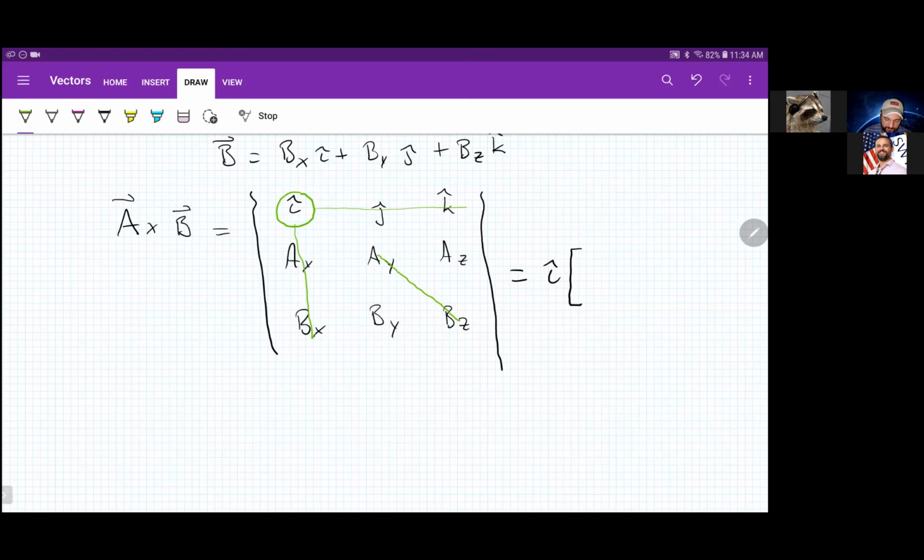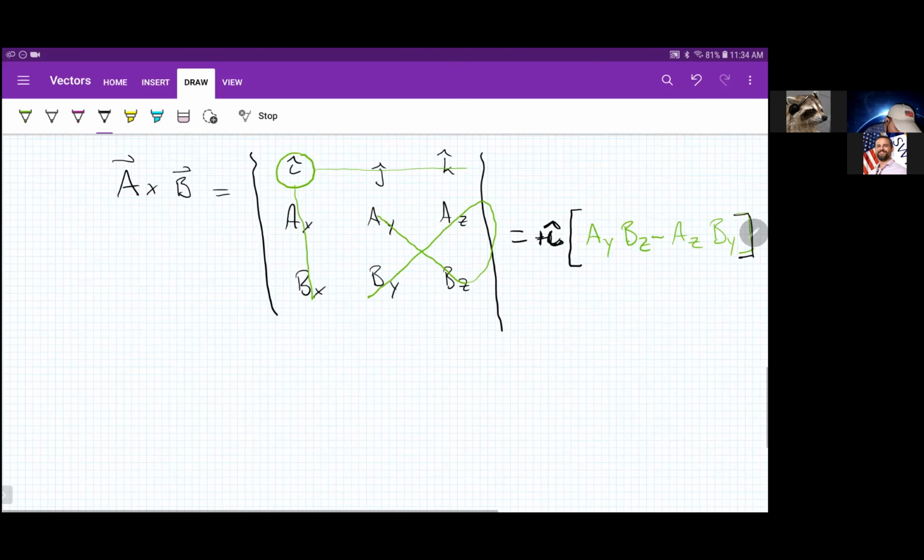So I'm going this way, it would be AY times BZ. And then I'm going to loop back up and do AZ times BY, and it's going to be a minus AZ times BY. And close that, right? So this is a positive I hat, and you'll see why I'm writing that here in a bit. This positive I hat is equal to that.